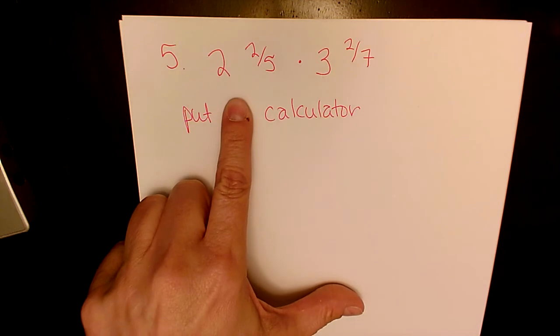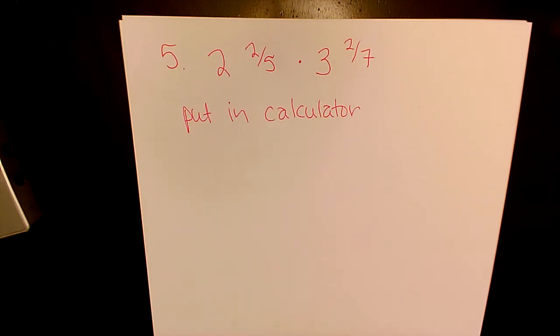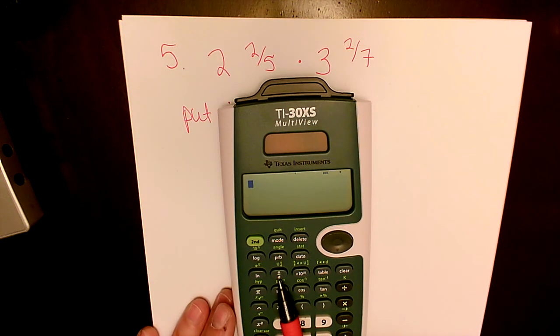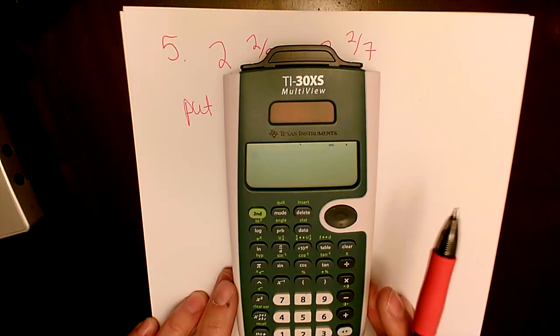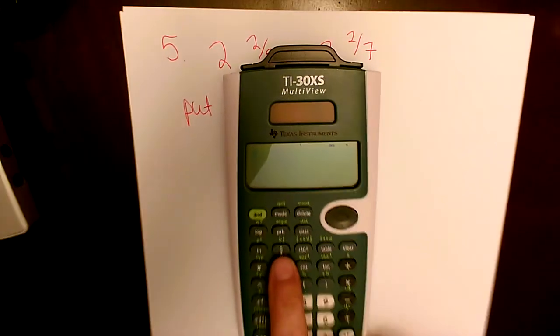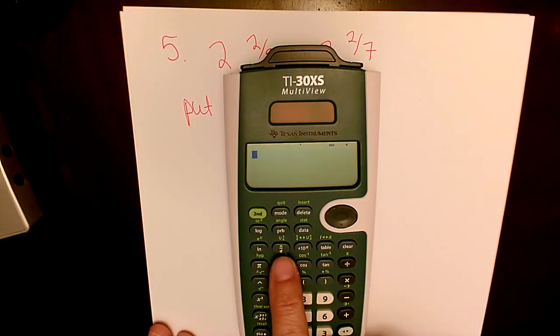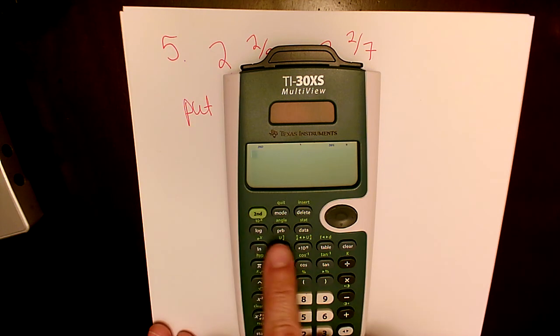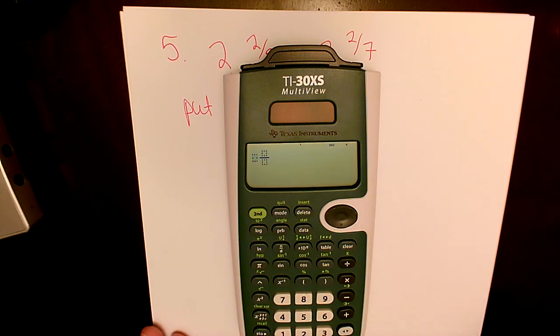So this is number 5, and I want to put each of these in the calculator. So I'm looking here. It says n over d. So I want to go second, which is the green button, n over d. That's just like a fraction, numerator over denominator, n over d. Okay, and look what comes up, mixed number.